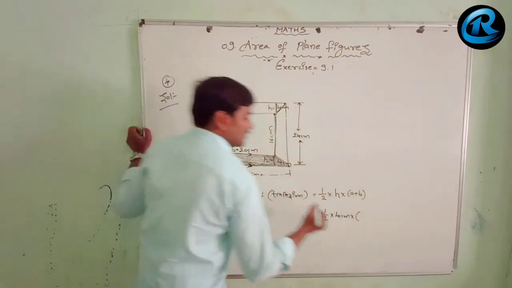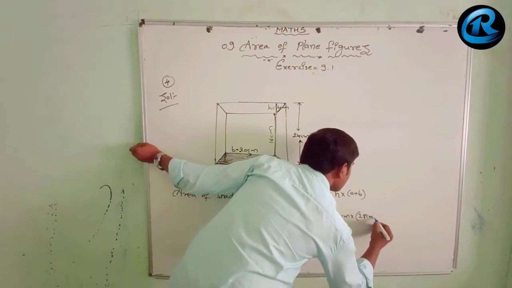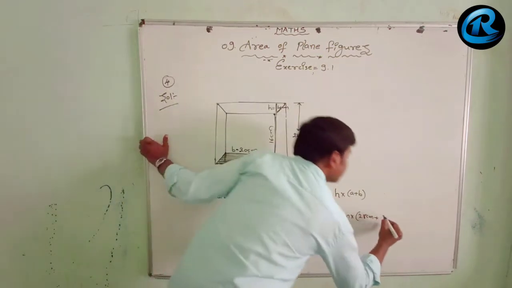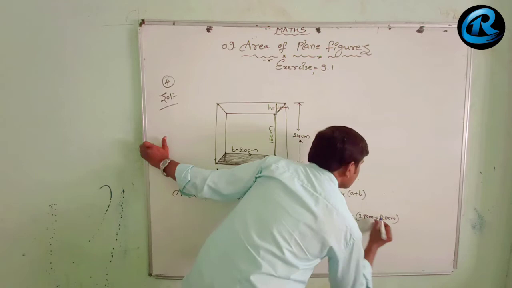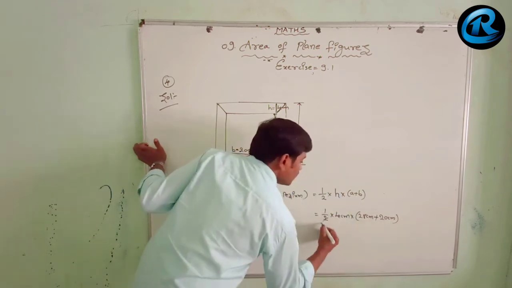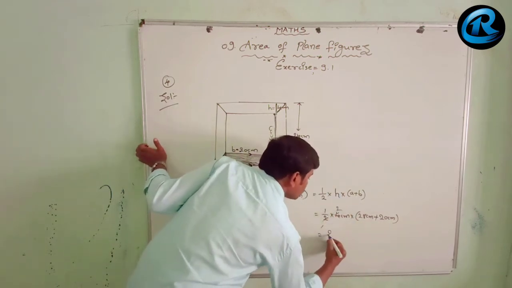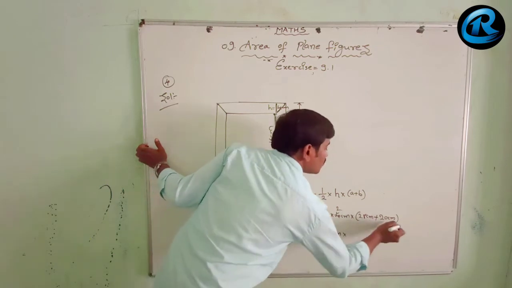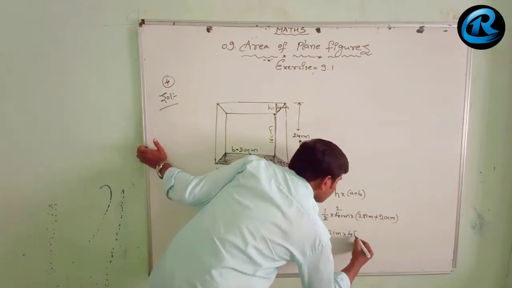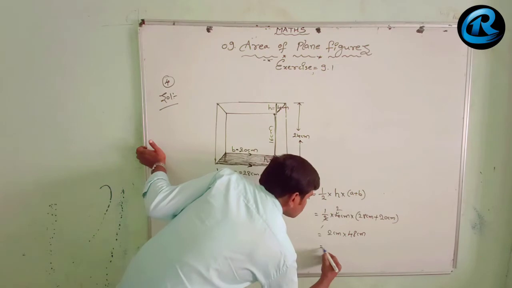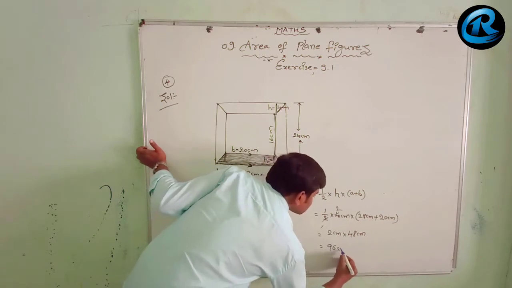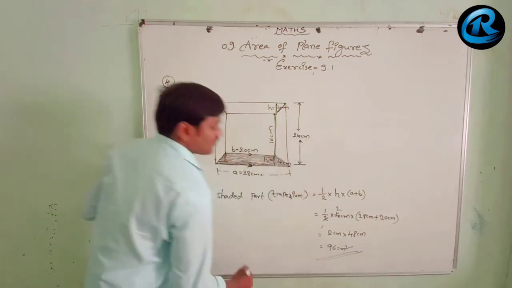A is 28 centimeter plus B is 20 centimeter. So let us add. 2 ones are 2, 2 twos are 4, that is equal to 2 centimeters into 20 plus 28, that is 48 centimeter. So 2 into 48, that is 96 centimeter square.